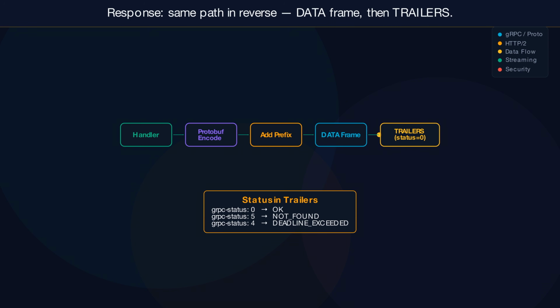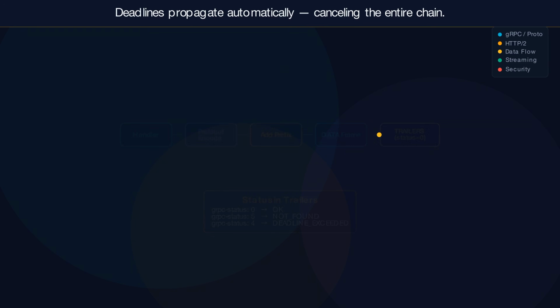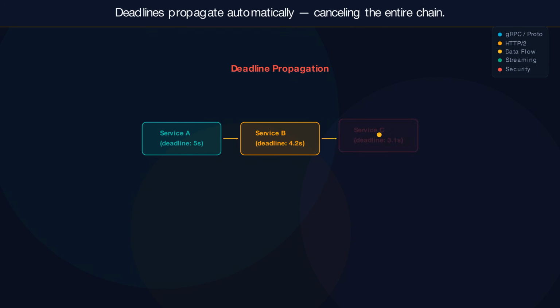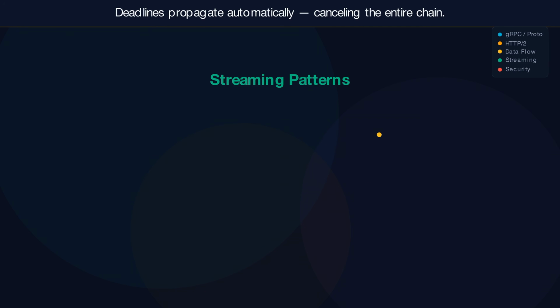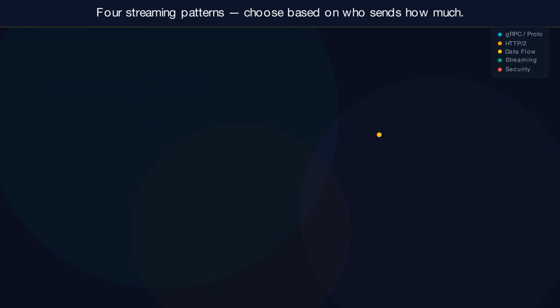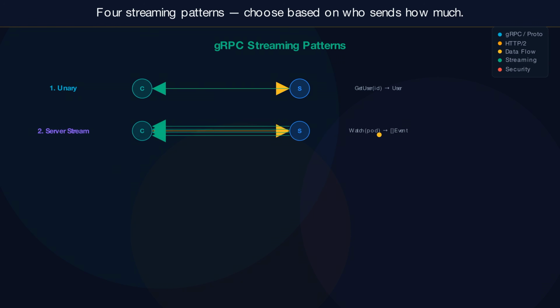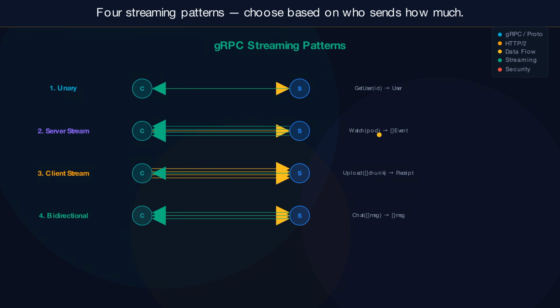Deadlines are the most important feature nobody uses correctly. Set a deadline on the client. It propagates to every downstream call automatically. Service A calls B calls C. Each inherits the remaining budget. When it expires, all 3 cancel simultaneously. No zombie requests. Set deadlines.